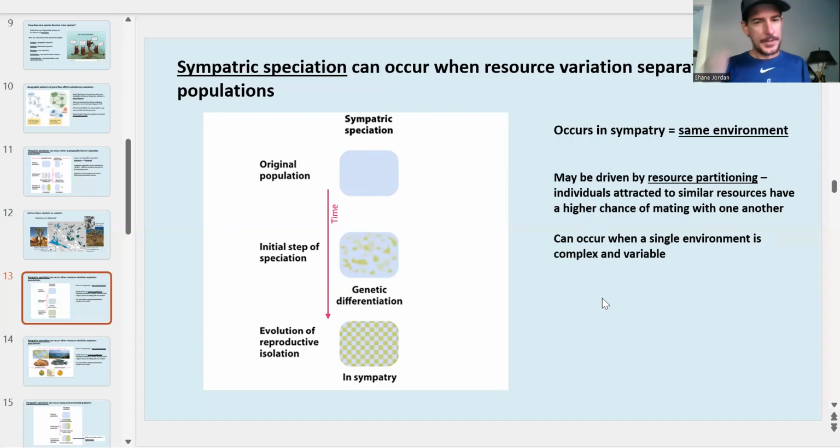This is another way that speciation can happen, but it's not happening because of any geographic barriers or anything like that. It's happening more because of resource barriers. And as it turns out, this can happen in relatively small geographic areas.